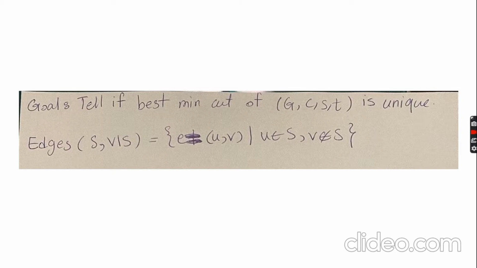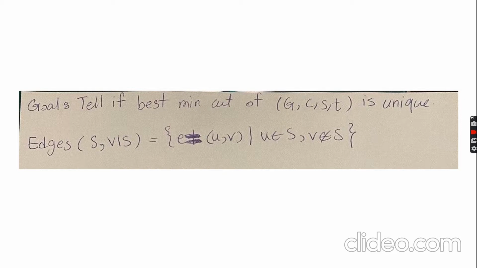So in the previous part, we devised an algorithm that would give us the best min cut of the graph. Now we want an algorithm that would tell us if this best min cut is the only best min cut of the graph. Is it unique or not? So this is the question.